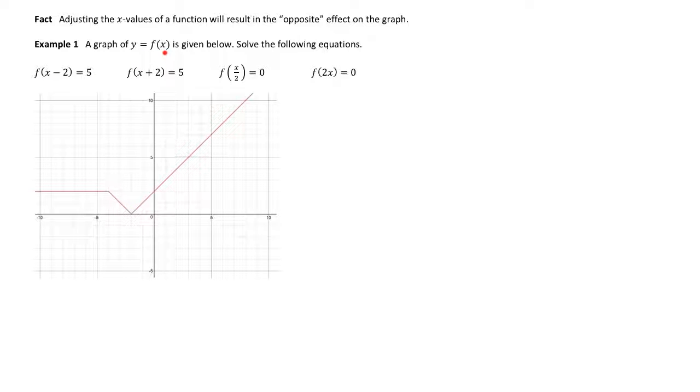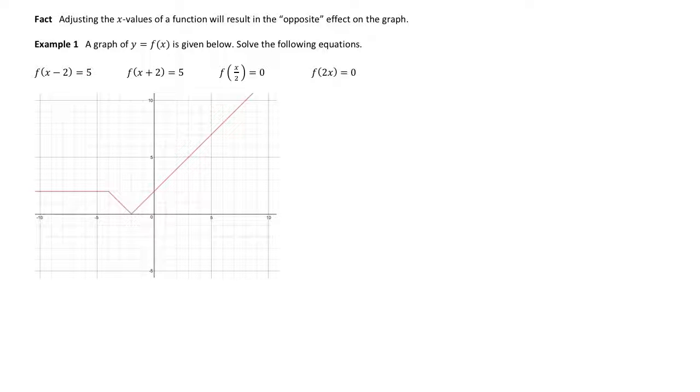So let's look at this one here. We started with f of x, and this is x minus 2. That means we've changed what the x value is. And over here we have 5, which represents the y value. So what we're trying to find are all the x's that would give us this y value of 5.